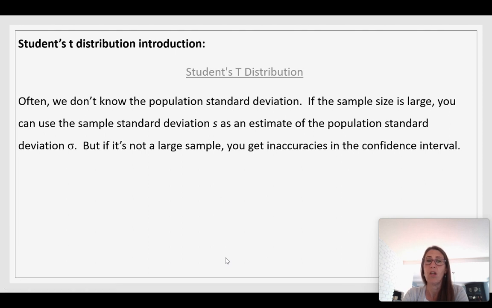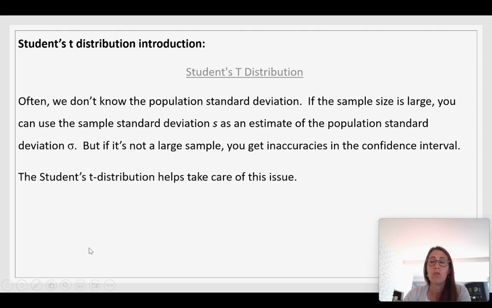If the sample size is large, you can use the sample standard deviation S as an estimate for the population standard deviation sigma. But if it's not a large sample, you get inaccuracies in your confidence level. So the student's t-distribution helps you take care of this issue.